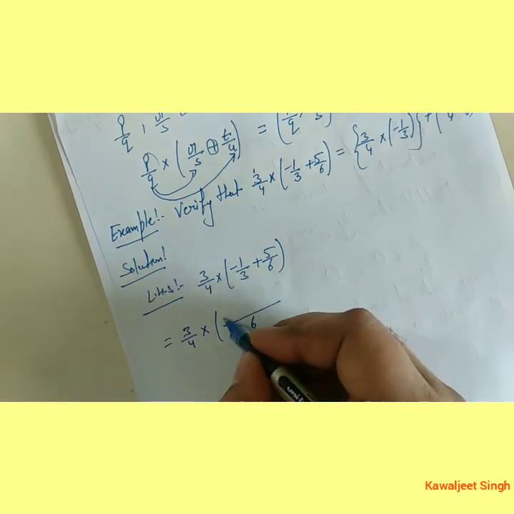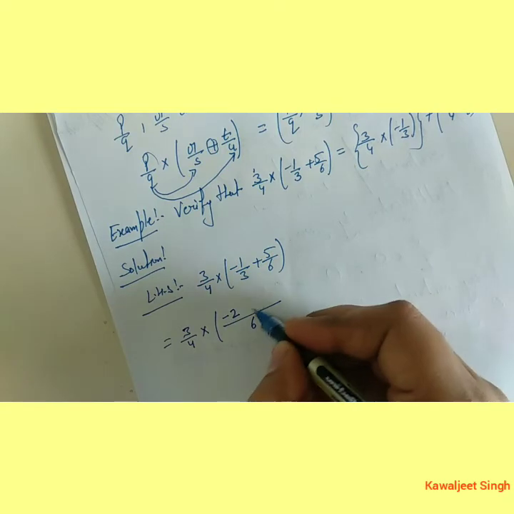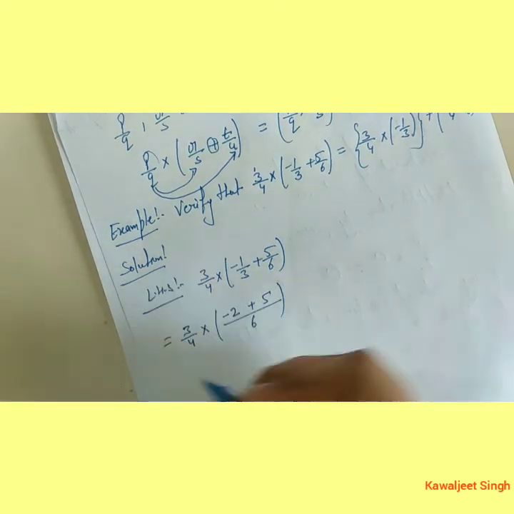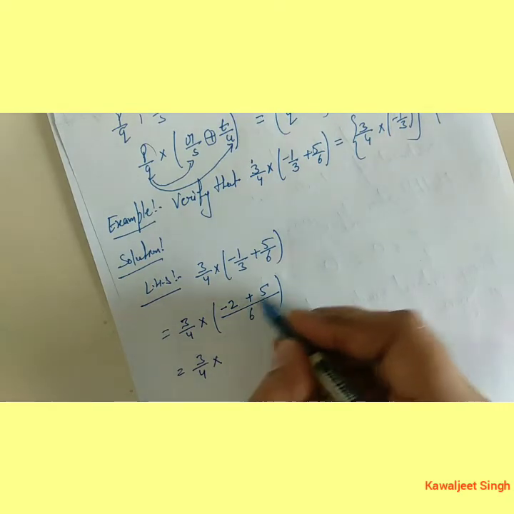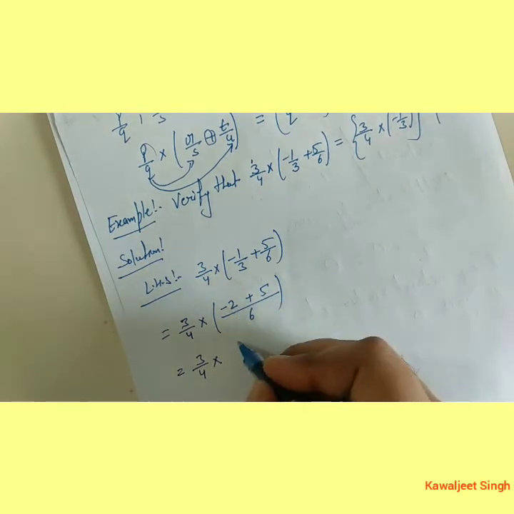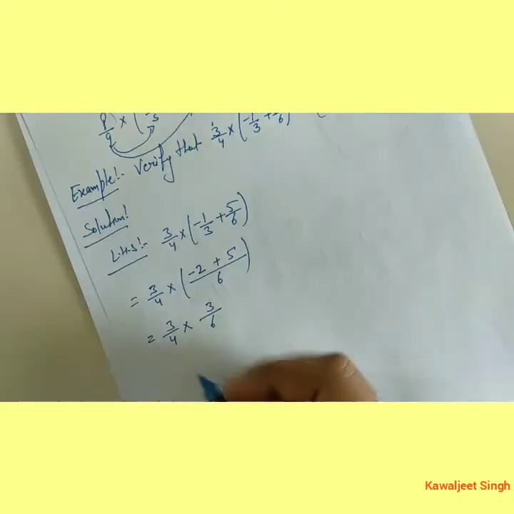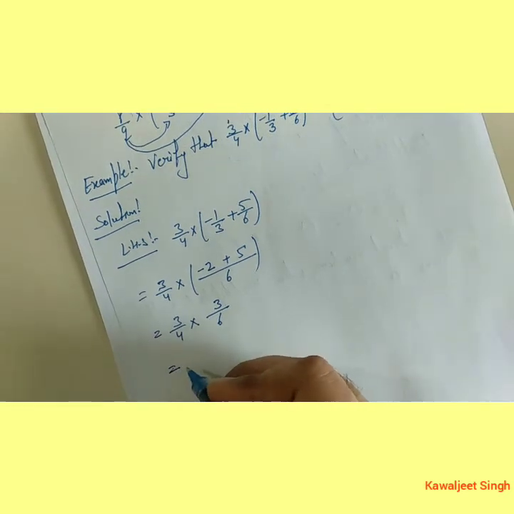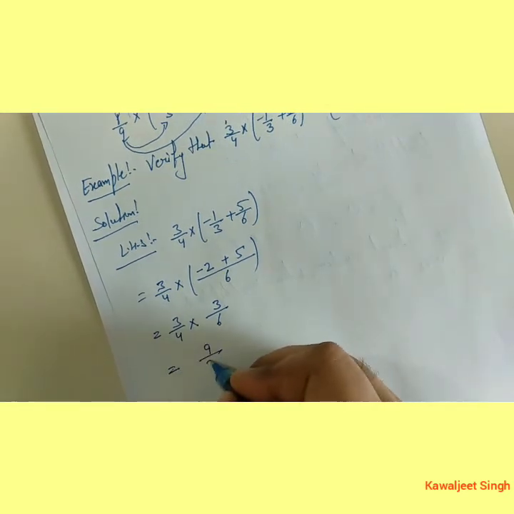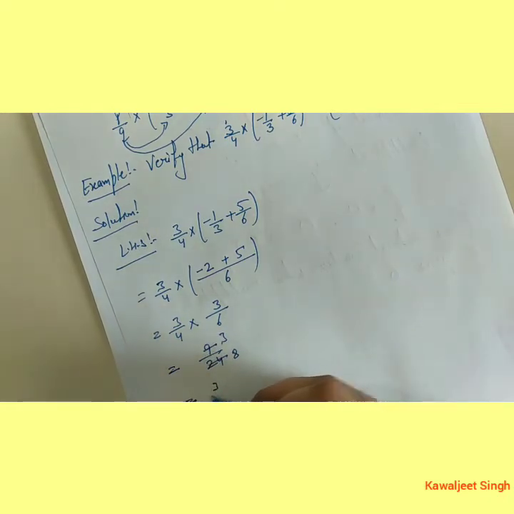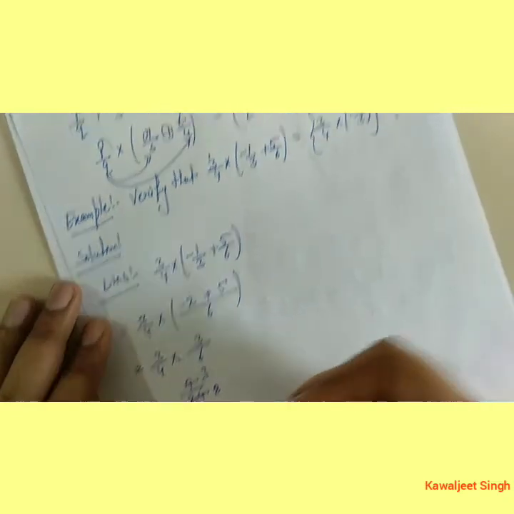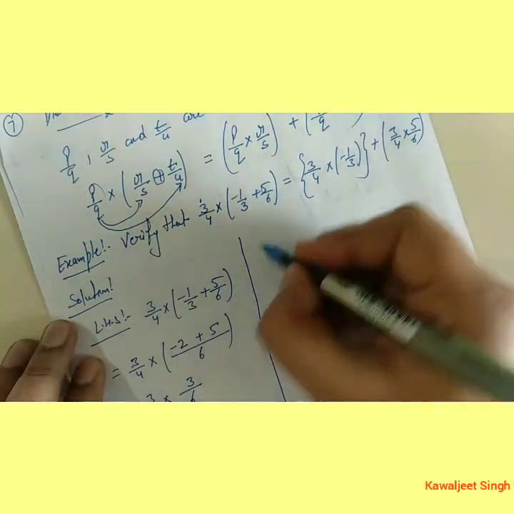2 is multiplied with minus 1, minus 2 plus 5 here. Now 3 by 4 multiplied with, solving this bracket portion, 5 minus 2, 3 by 6 here. Now solve this. We get 3 3s are 9, 4 6s are 24. Also you cancel it in the table of 3. 3 3s are 9, 3 8s are 24, we get 3 by 8 here. Now take the right hand side.